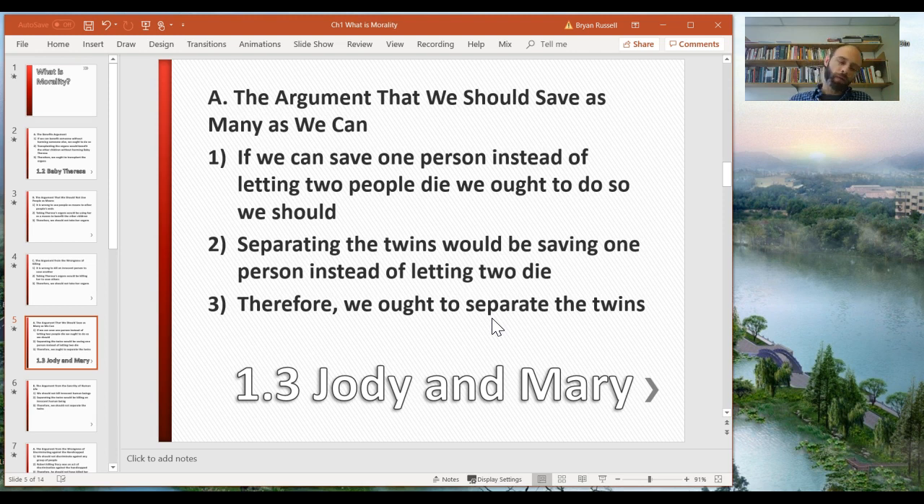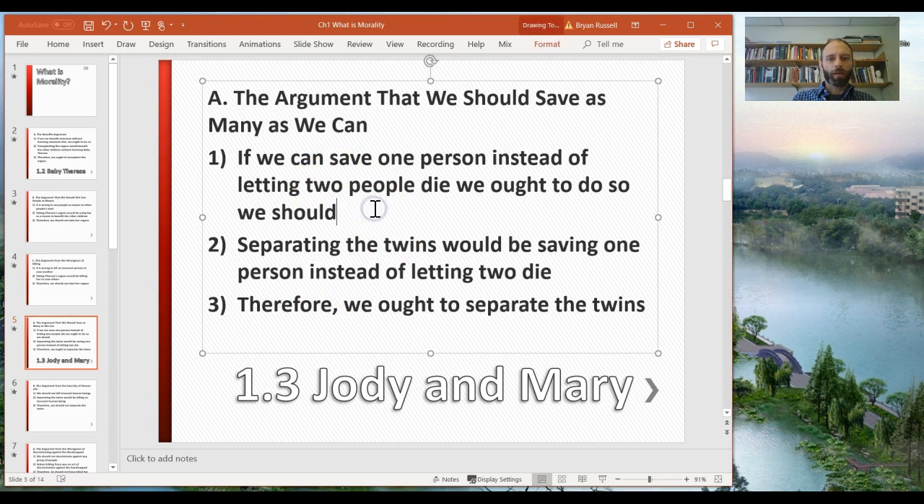Now, the parents thought one thing should happen. Doctors and courts thought another thing should happen, but again, we're setting aside the question of who should decide what happens and focusing on the question of what should happen. So the first argument given is we should save as many as we can. So if we can save one person instead of letting 2 people die, we ought to do so.